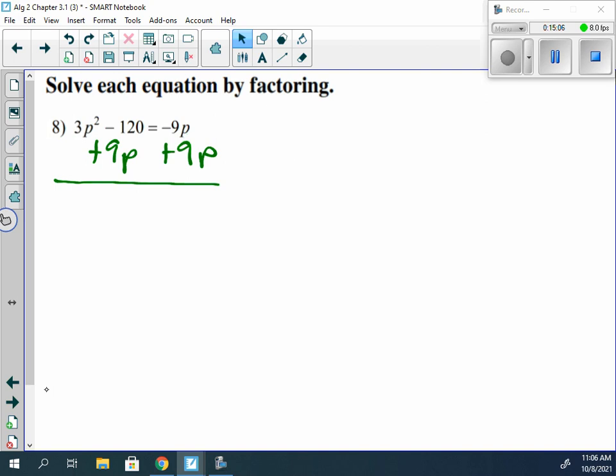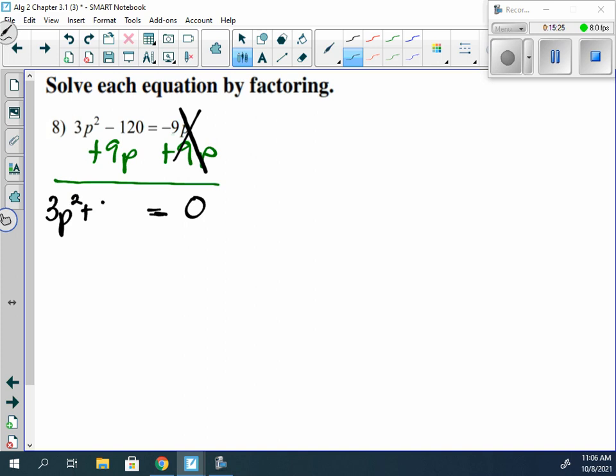Like at this point, if you added the 9p and the 3p squared, it would give you a different answer because those are not like terms. But when we add 9p to both sides, well, 9p plus negative 9p is 0. Here we would have 3p squared plus 9p minus 120. Rewrite that so I have a little more space. We'd have 3p squared plus 9p minus 120 is equal to 0. We added it to both sides. So now everything is on the same side and it is equal to 0.